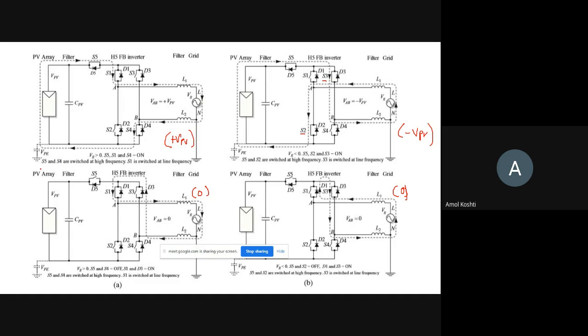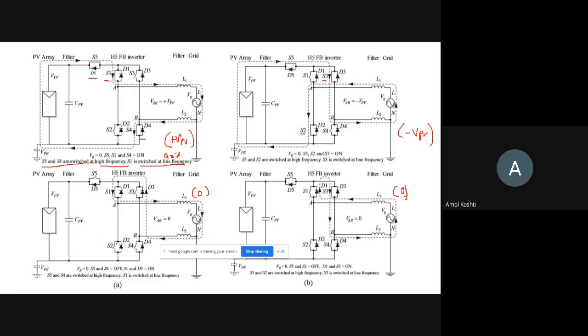So if you see here, S5 and S4 are switched at high frequency and S1 is switched at the line frequency. Line frequency means the grid frequency. So S5 and S4 are turned on at high frequency, and S1 is switched at the line frequency. The pulse width for S5 and S4 is the same, and the pulse width for S1 is different.